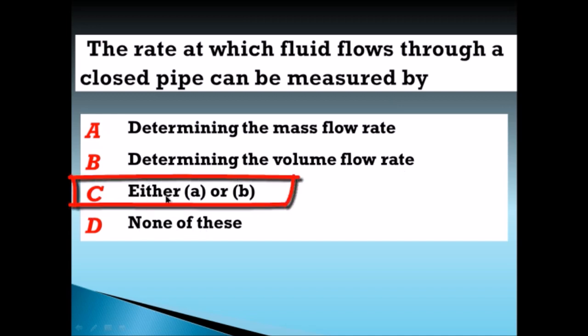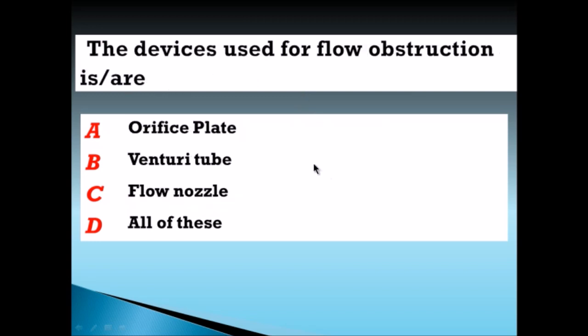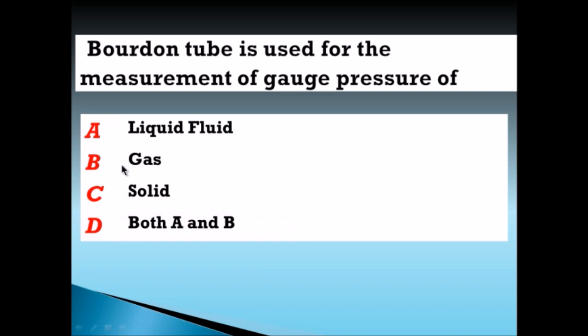So answer is C, either A and B. Determining mass flow meter measure करके और volumetric flow measure करके भी हम उसका ultimately जो flow होगा वो measure कर सकते हैं. The device used for flow obstruction are orifice plate, Venturi, flow nozzle and all of above. So these all the instruments are used for the flow obstruction method. So answer is all of above, D.